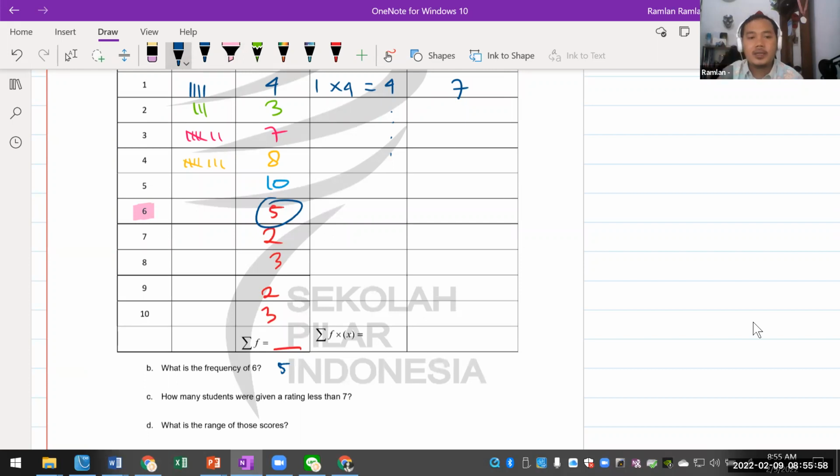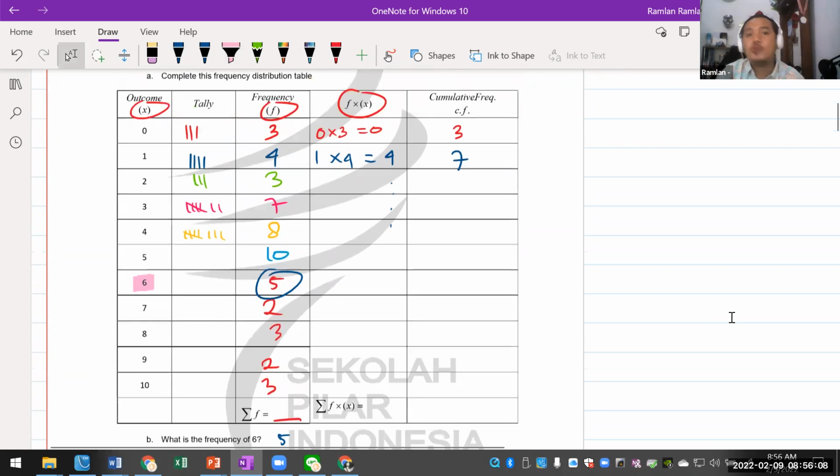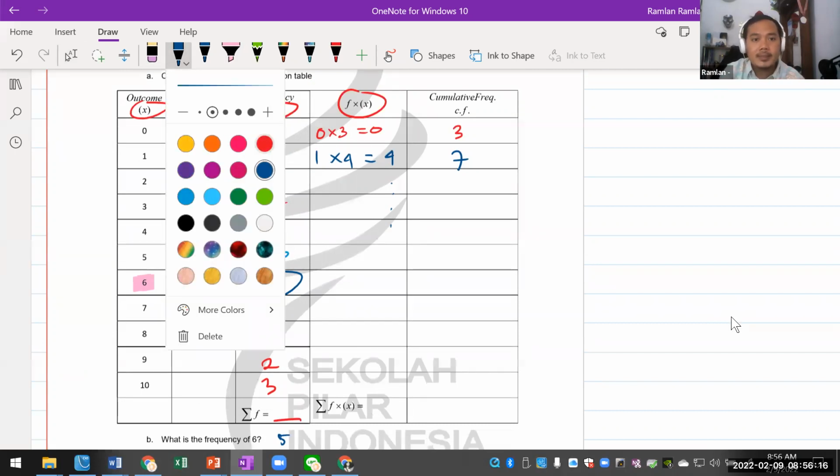And then the next one is how many students were given a rating less than 7? Okay, so when we want to have less than or more than, it means that we're going to refer that to the cumulative frequency, okay? So I'm going to help you with the cumulative frequency. Please check it out. If you have done it, that's good. But if you haven't, please see in here.